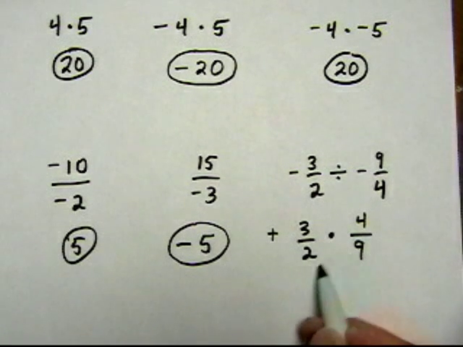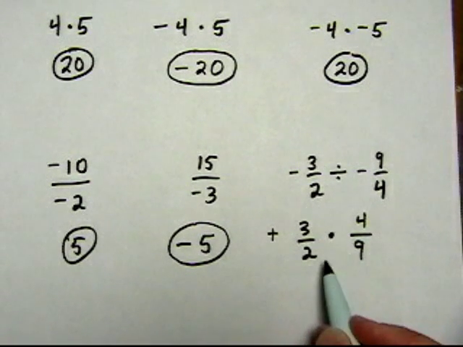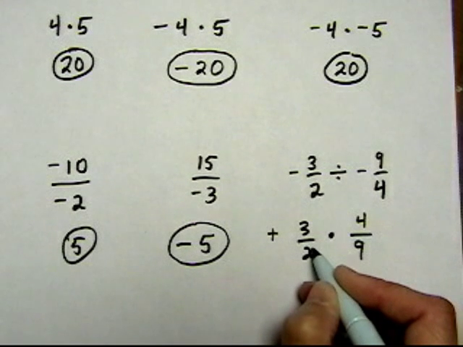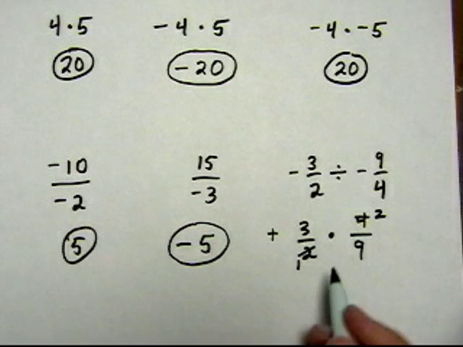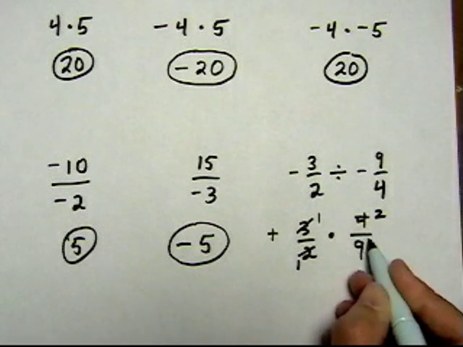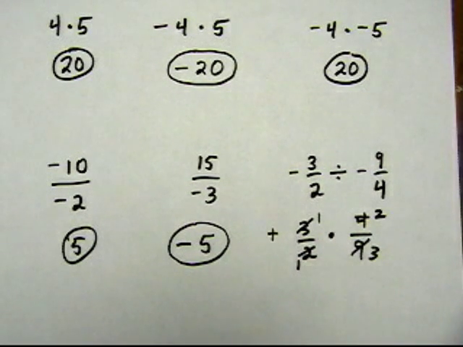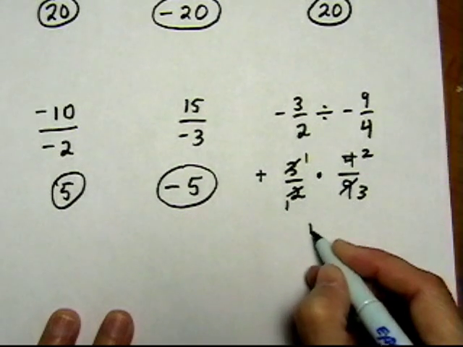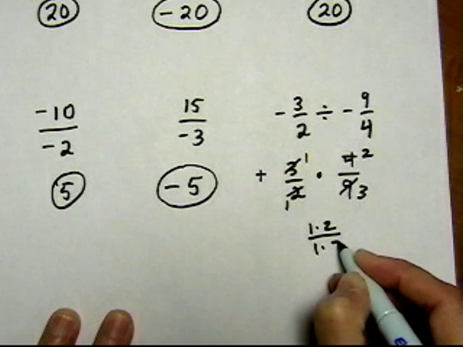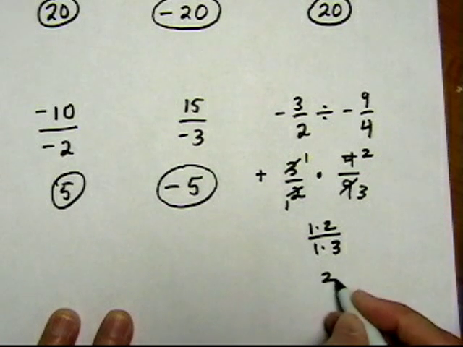So multiplying these fractions now, let's cancel out some common factors. So divide out a 2, which gives us a 1 and a 2, and divide out a 3, which gives a 1 and 3, and we end up with positive 1 times 2 over 1 times 3, or 2/3.